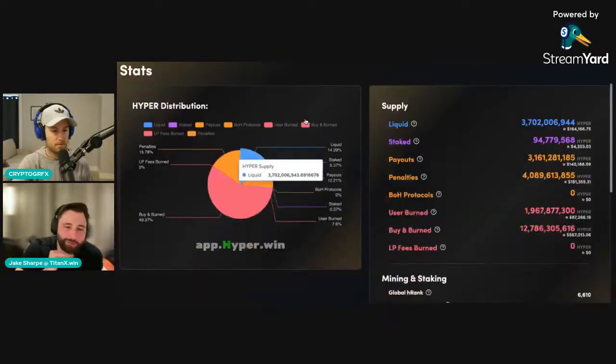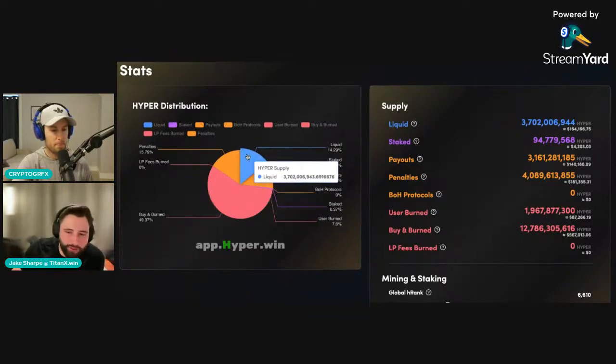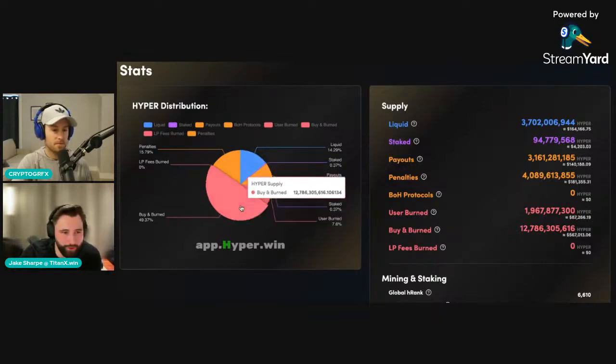So if you look at the hyper distribution, it's very interesting. It looks different than TitanX. So in hyper, you have liquid, staked, payouts, penalties, user burn, buy-in burn, NLP fees burn. Liquid is very low, which is kind of interesting to see. Liquid will be lower than on TitanX because on hyper, you have an early miner end feature, which didn't exist in Titan, which we can go over.